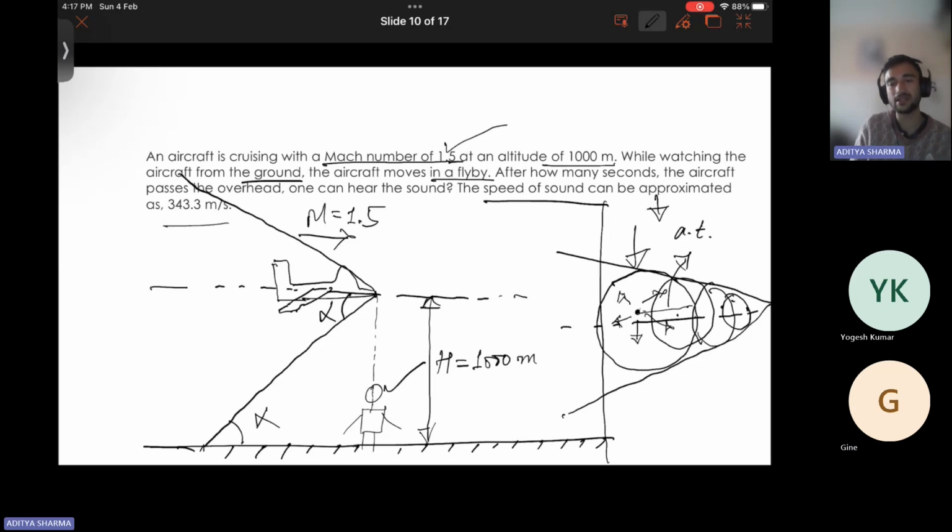So these circles basically correspond to nothing but the... Ginny, you want to ask something? No. No. All right.